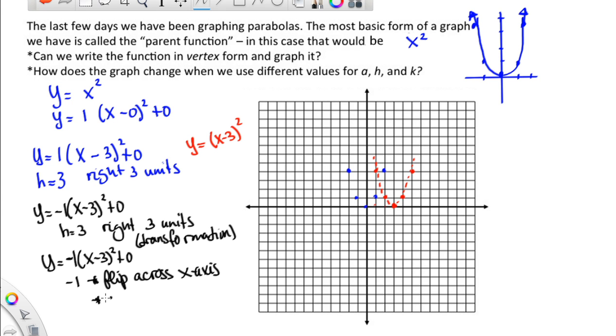Or we could say it means it goes down at the normal rate. Now, I'll show you both. So flipping across means that this dot actually mirrors over here, and this dot would mirror over here. So that's if you do flipping, if you think of this as a flip. If you say down at the normal rate, that means that instead of going 1 to the right, up 1, if you go 1 to the right, you should go down 1.